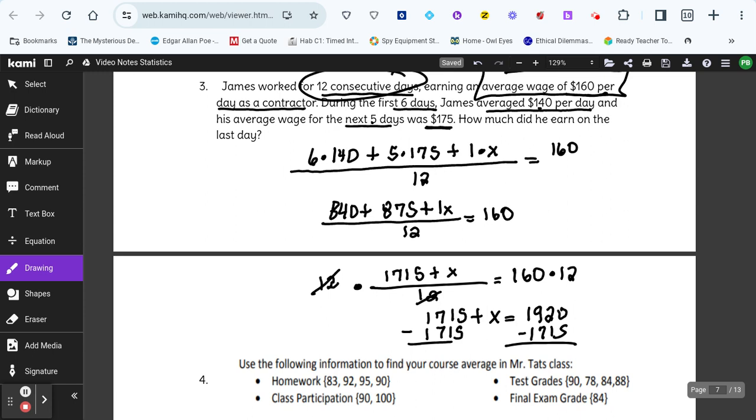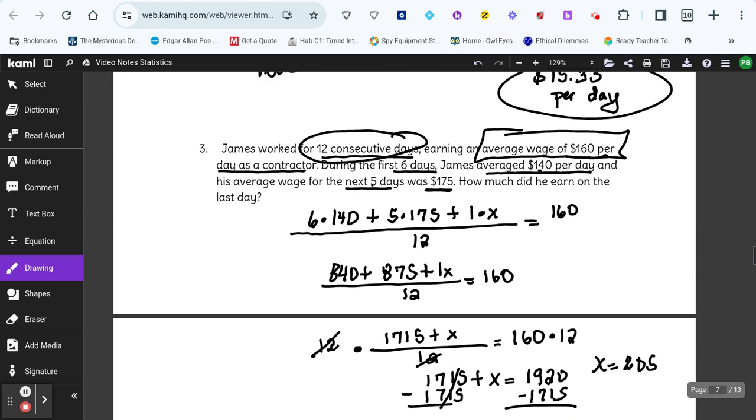And I know on that last day that he made $205. All right, guys, I hope that makes sense. So, if you go in here and you put on that last day, he made $205. Let me show you. Let's take this out, because 1 times 205 is 205. I'm just going to show you this checks out.